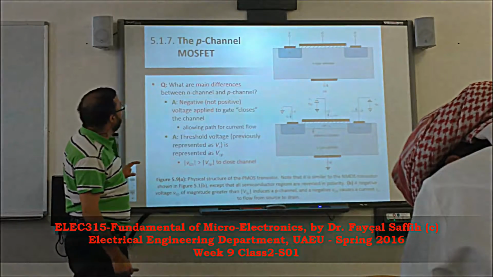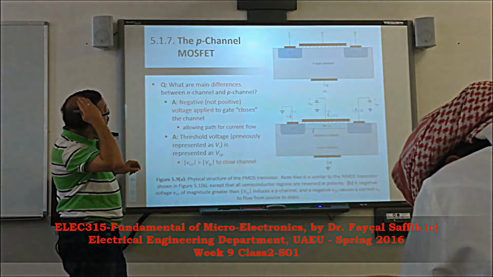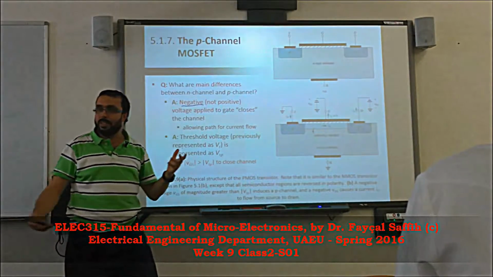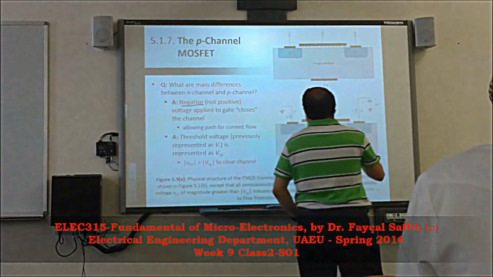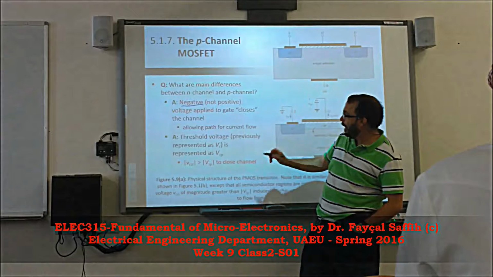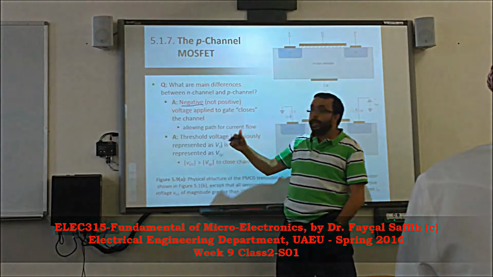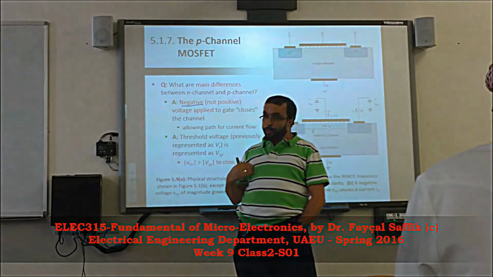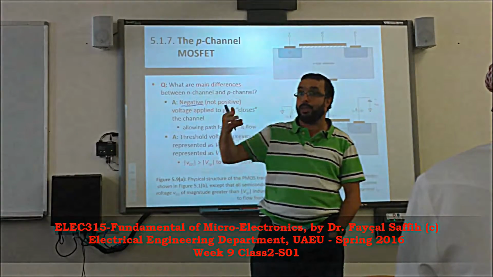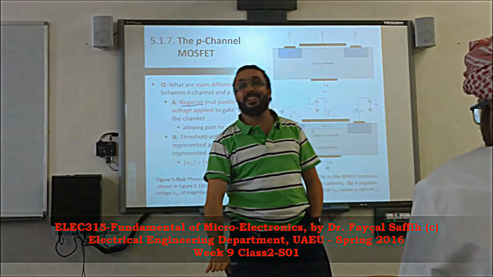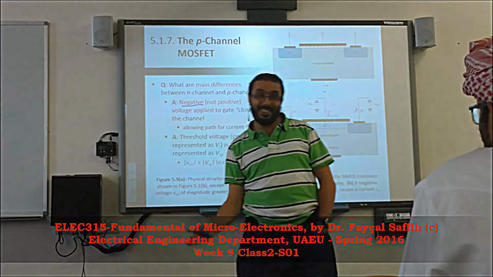Okay? So now the question, what's the main difference? Of course, we just mentioned it. The voltage applied here is negative, of course, to create that channel. And here the threshold voltage. Before, we had the threshold voltage positive, yes or no? We have to be above that threshold voltage that is positive. But now we have to be below what? Below a certain negative voltage. Yes or no?